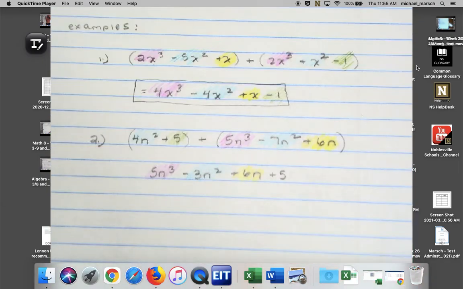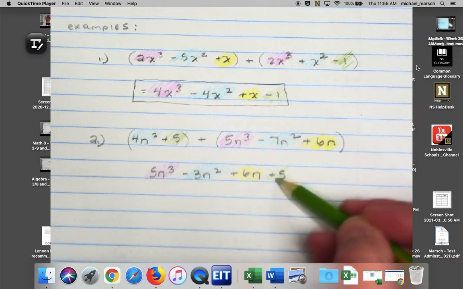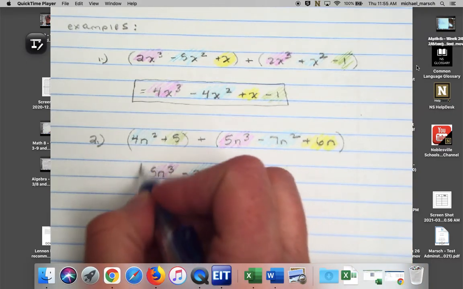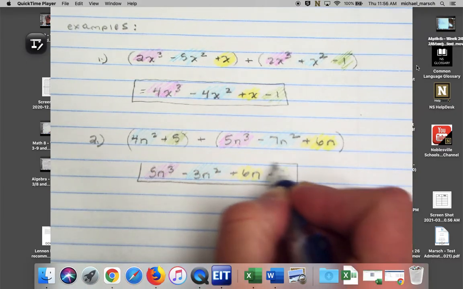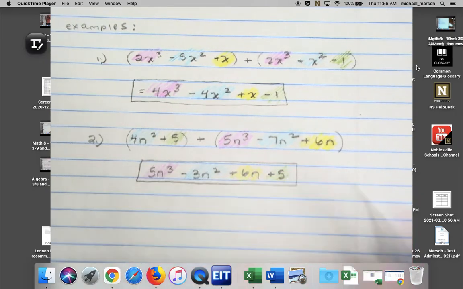That's been fun. God, I hate how they added letters in the math, because now when I have a plus symbol, I keep thinking it's a variable. So there's my answer.